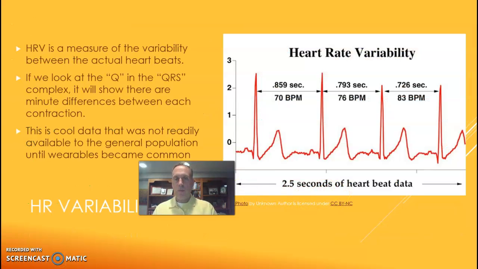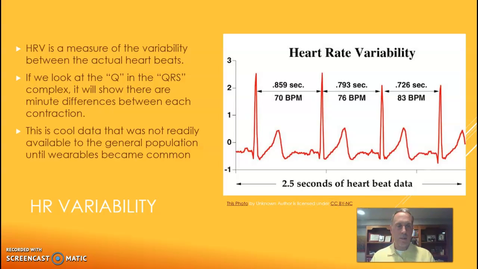So when we talk heart rate variability, this is one that's pretty cool. I really like this as a way to evaluate. When you look at these QRS complexes, that's what this is called. When the heart contracts, you have a PQRS complex. And the QRS itself, when you look at it, the heart contracts, boom.